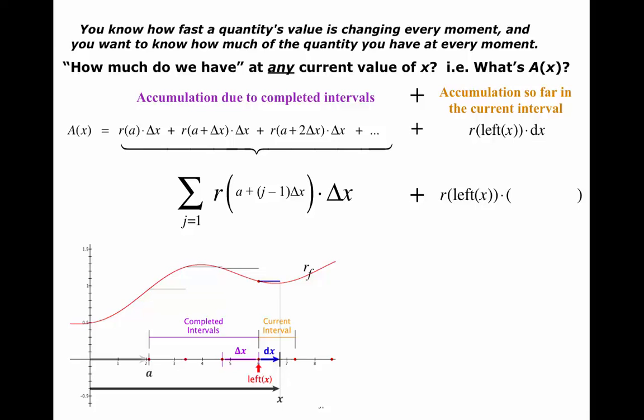Okay, so there's only two things left. There's only two things remaining. The first thing is how many completed intervals. So when we do the summation, j goes from 1 to what? So j goes from 1 to the total number of completed intervals.